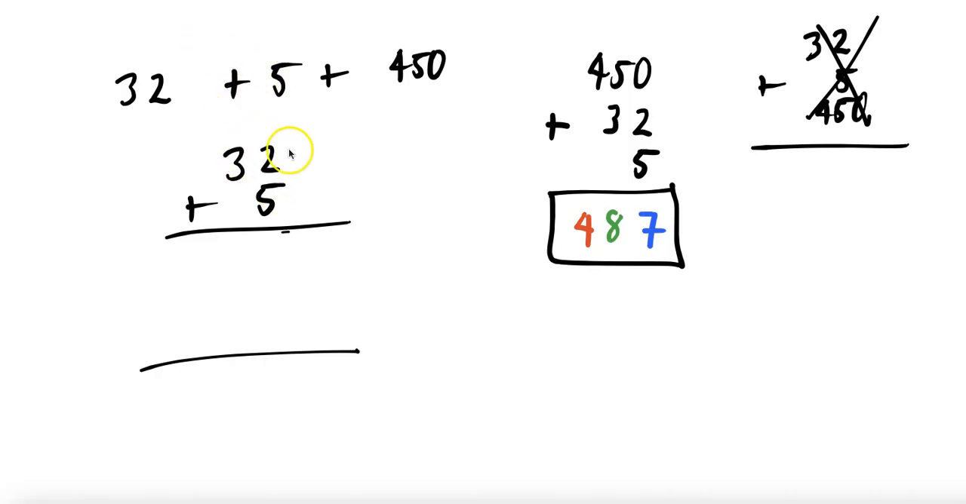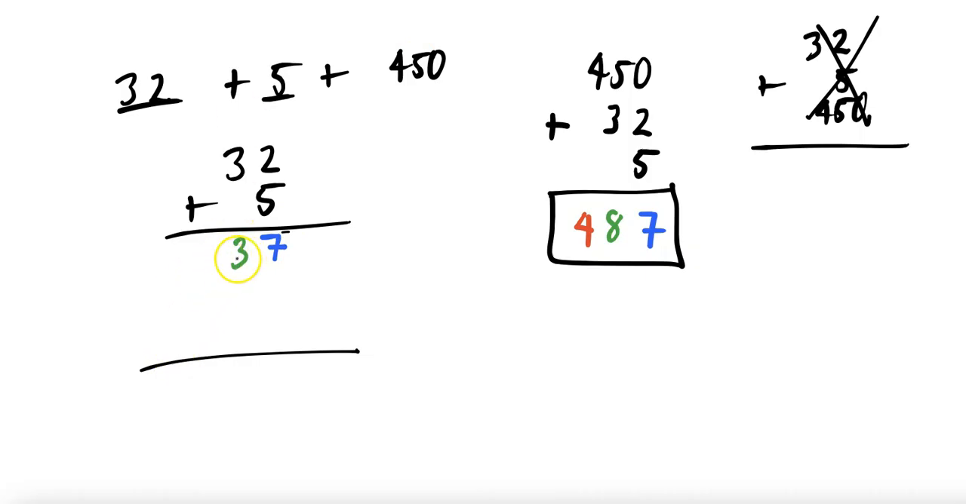So over here, 32 plus 5, right? We are starting with these two. 32 plus 5. 2 plus 5 is 7, and 3 plus nothing, we just bring down the 3. Okay, so that is 37. But this is not my answer. This is not my answer yet. Why not? Because it's only the first 2 digits. I still need the third amount. Okay, so to 37, I'm going to add 450.